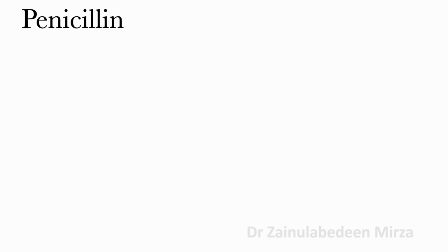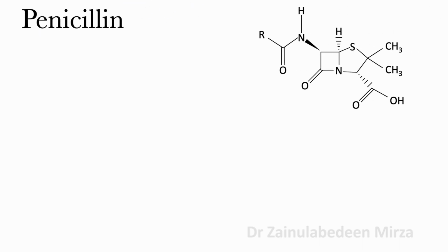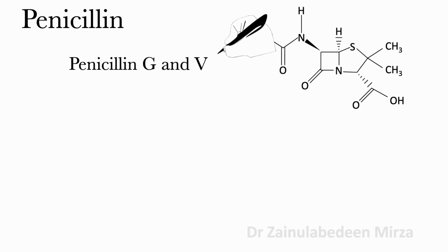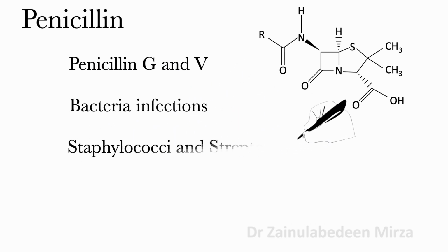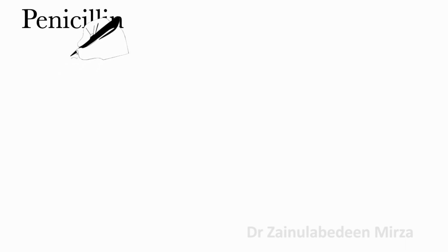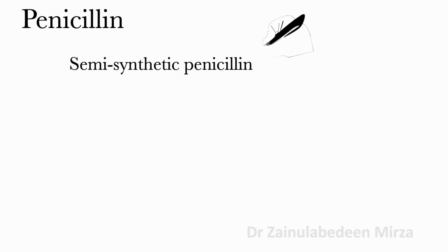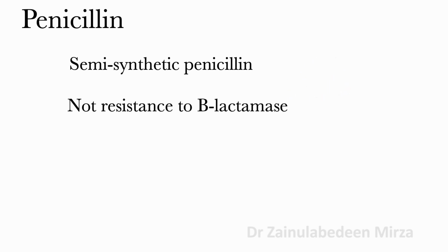Penicillin is known as an antibiotic, obtained from penicillin mold. Penicillin G and V are two types of penicillin, and these antibiotics are effective against many infections caused by bacteria such as staphylococci and streptococci. Semi-synthetic penicillin activities extend against many gram-negative bacilli bacteria, and this penicillin is not resistant to beta-lactamase.